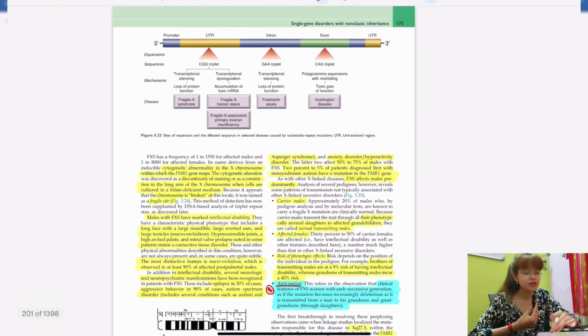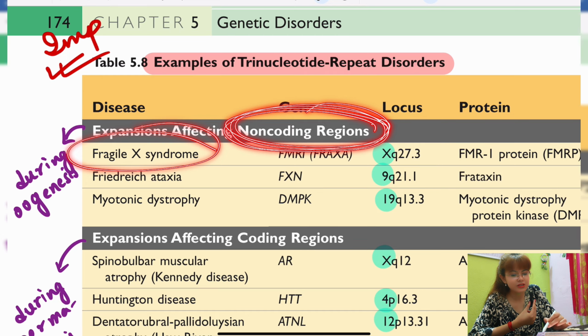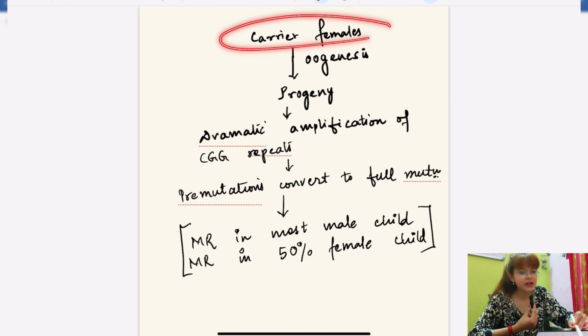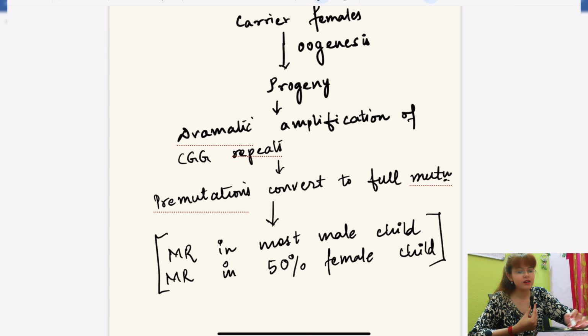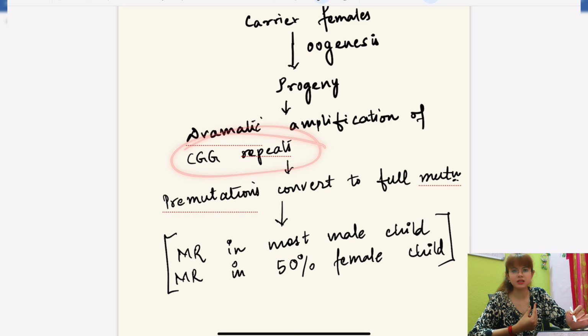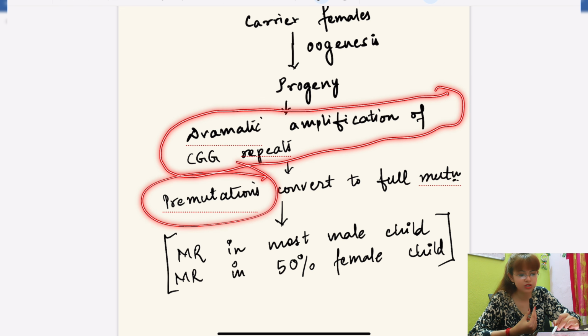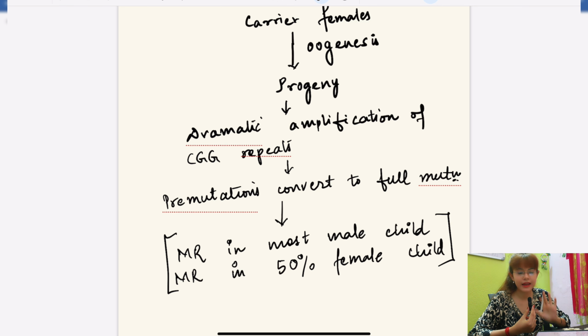As I've mentioned here, Fragile X syndrome is happening in the non-coding regions, and it is happening during oogenesis, right? So what usually happens is that the females are usually carriers, and during oogenesis, when there is production of the progeny, there's dramatic amplification of the CGG repeat, right? Which means that with every successive generation, the amplification of these trinucleotide repeats keeps increasing. Once there is dramatic amplification of these CGG repeats, the pre-mutation is converted to full-blown mutation, and now there is ultimately occurrence of Fragile X syndrome.